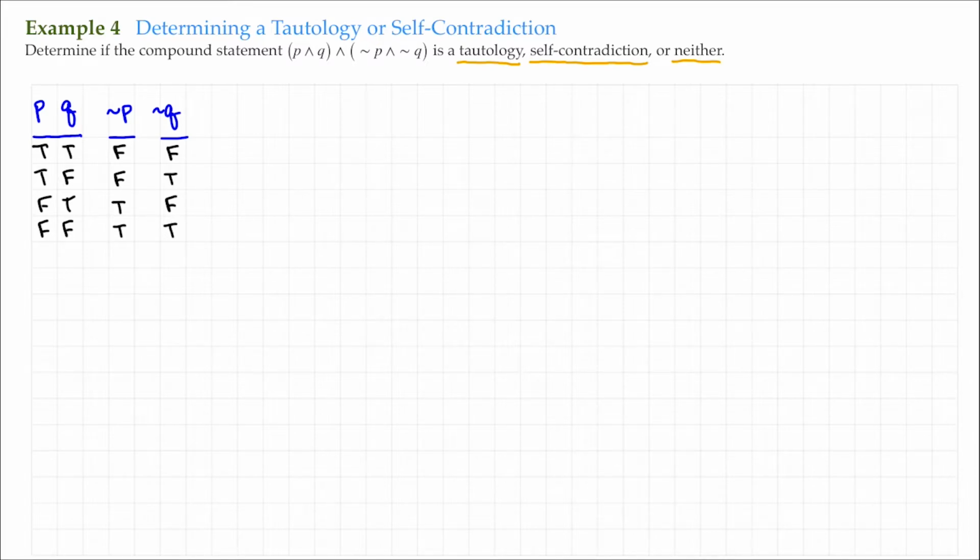Now that I pretty much have everything settled, I'm going to do this clause first. P and Q. This is a conjunction. For this compound statement to be true, both P and Q must be true. So here it is right here. So we know it's going to be true, false, false, and false.